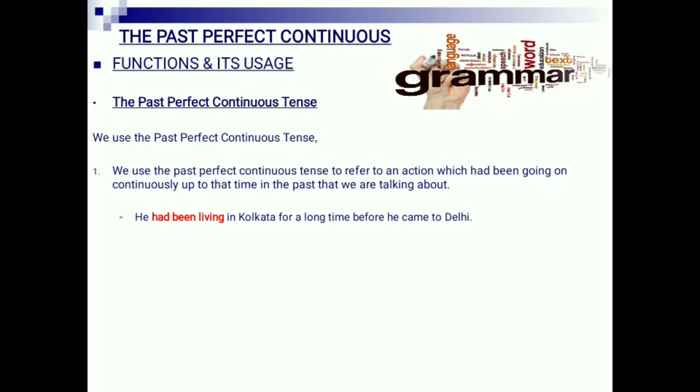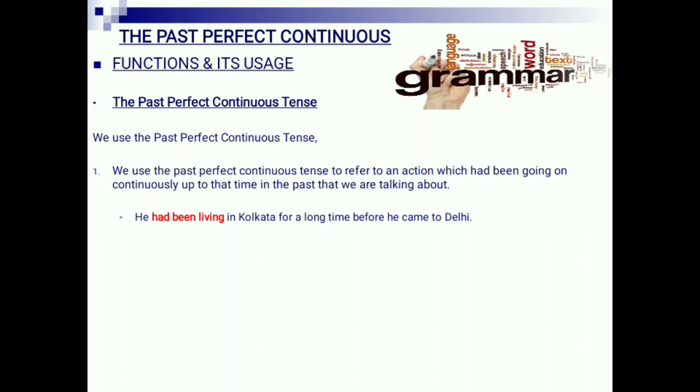Let's see where we can use past perfect continuous tense. We use the past perfect continuous tense to refer to an action which had been going on continuously up to that time in the past that we are talking about. The action is happening in the past, but it is a continuous action, and this action was continuously going on in the past. See the example.